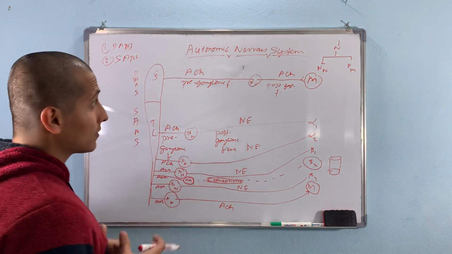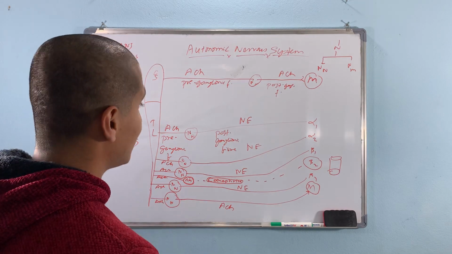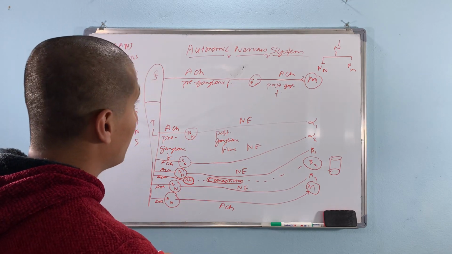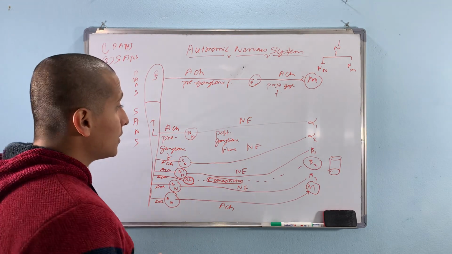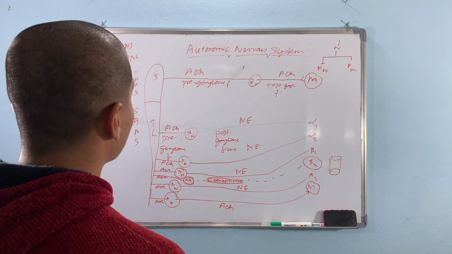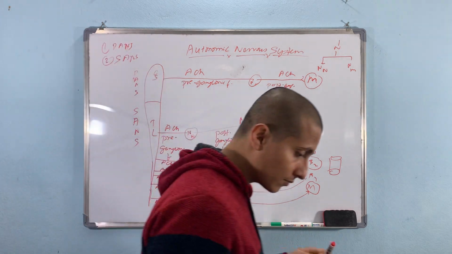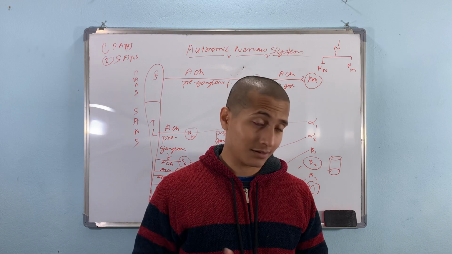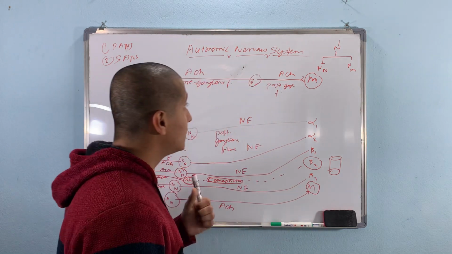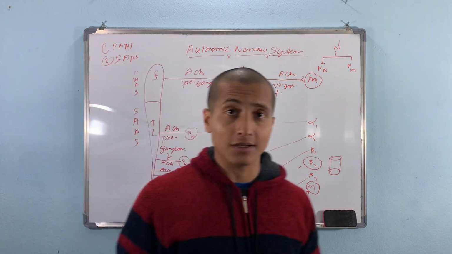So these are the things we need to take care of while starting the autonomic nervous system, right? And we'll most probably talk about the receptors in detail in the coming videos. So this much for today. We'll meet in the next video. Thank you.